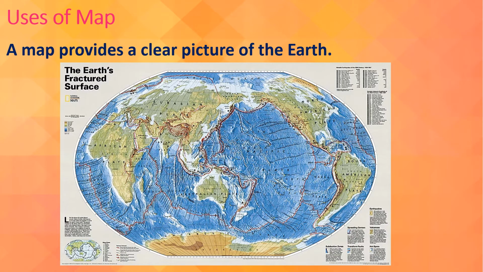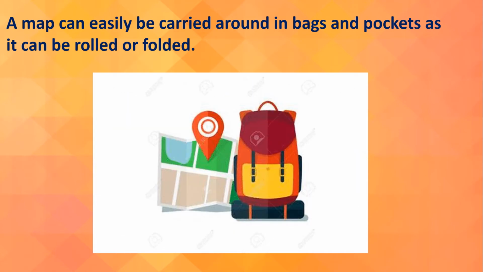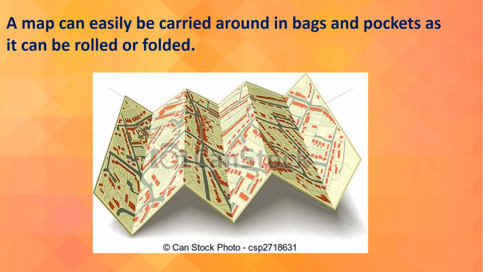Now let's learn the uses of map. A map provides a clear picture of the earth. Some maps cover small areas of Earth's surface, whereas others cover the entire continents. A map can be easily carried around in bags and pockets, as it can be rolled or folded. Compared to the globes, which are round or spherical in shape, a map is a flat picture of a place, which is why it is way easier to carry a map than a globe.